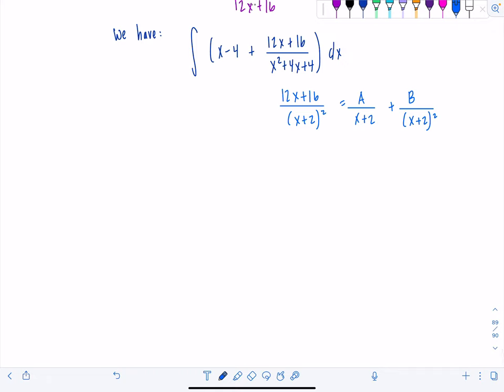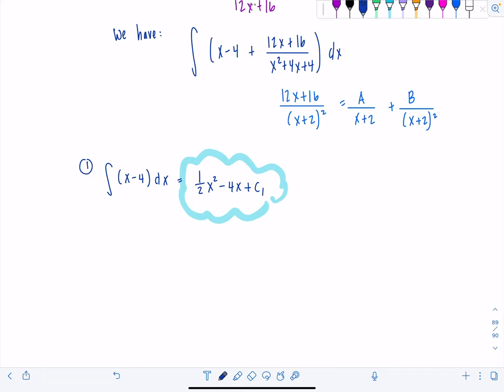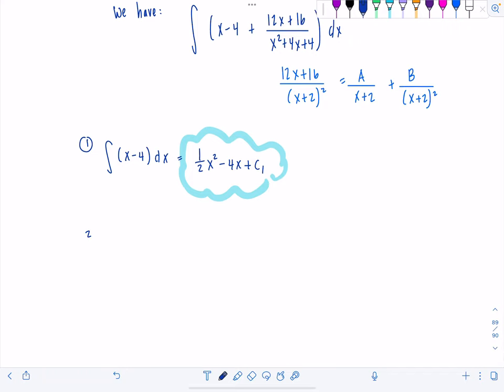So let's split them up into two. That way I don't worry about this guy. So integral number 1, I'm going to say is x minus 4 dx. The antiderivative of that is going to be 1/2 x squared minus 4x plus c1. So we save this cute little guy. Then we have, and this is a little wild of me, but you're going to learn to love this technique, 12x plus 16 over x plus 2 quantity squared dx.